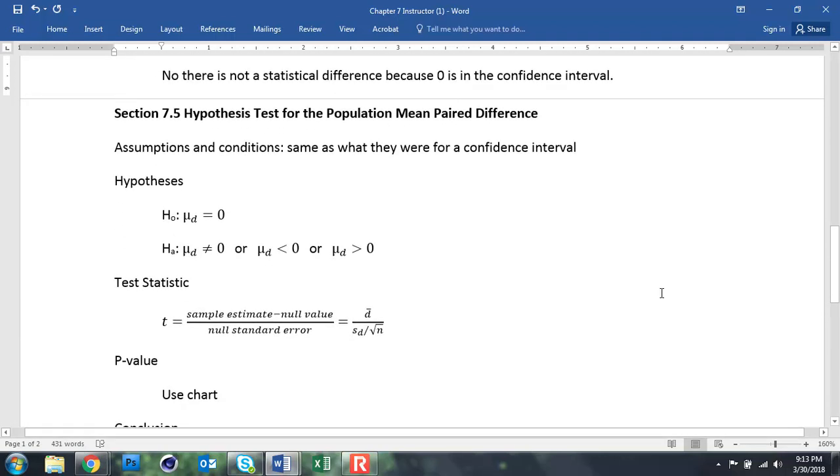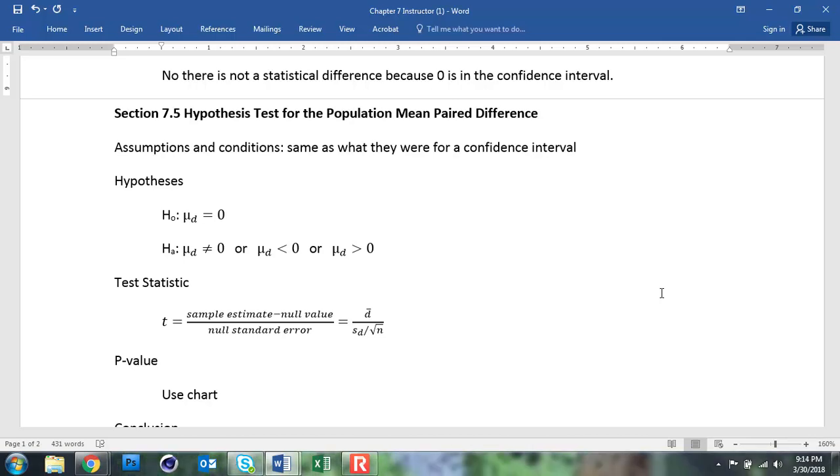Hypothesis test for the difference, or the population mean of paired differences. Same 5 steps: assumption conditions, formulate your hypotheses, calculate your test statistic, find your p-value, and report your conclusion. The assumptions and conditions, not surprisingly, are the exact same as what we needed for a confidence interval. We need a random sample. If data is not normal, we need a sample size of at least 30. We do need a quantitative variable, and we need paired data.